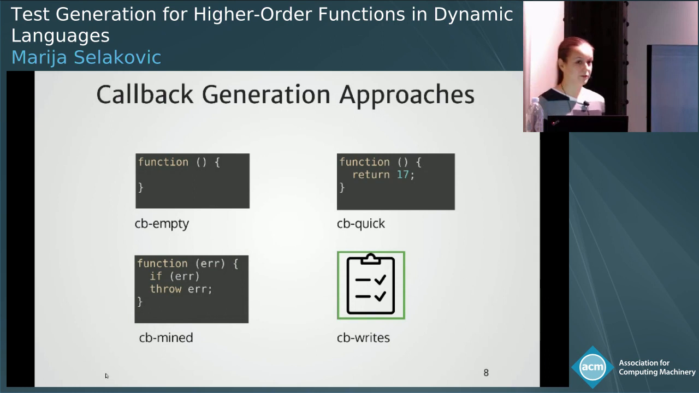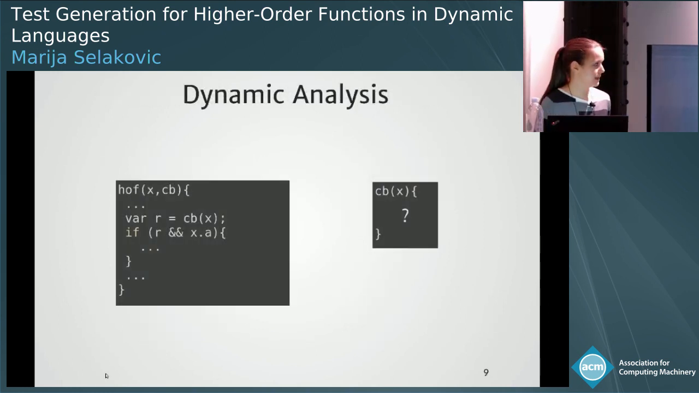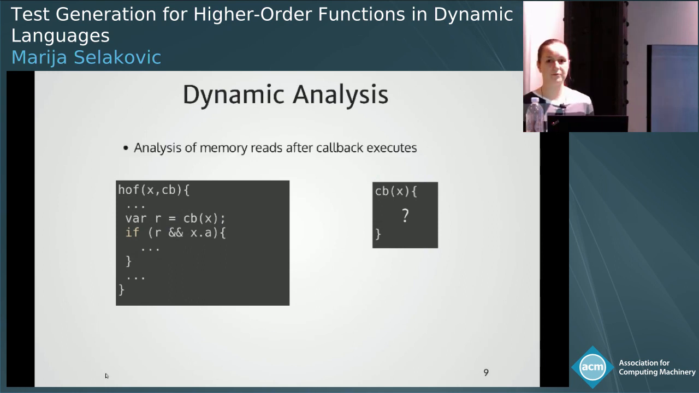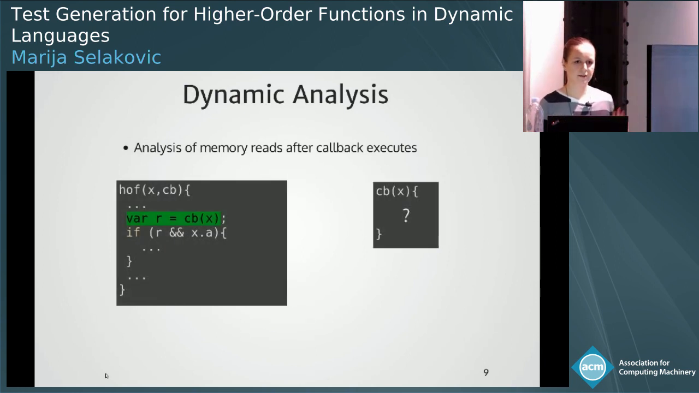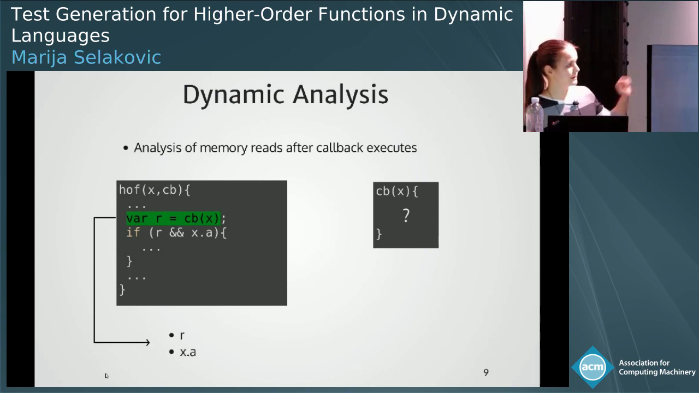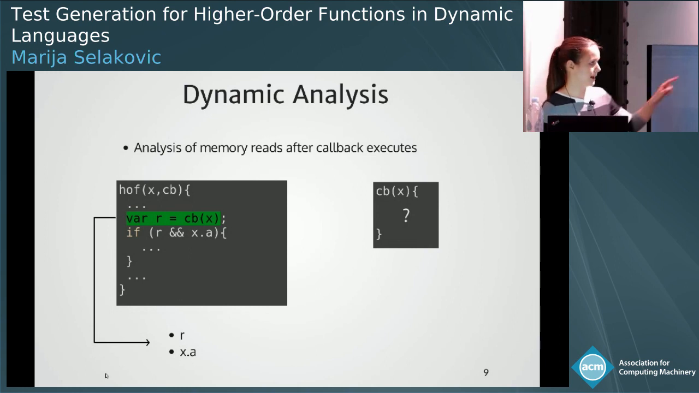Finally, I'm going to present what we believe is the most sophisticated and most effective approach for callback generation, called cbwrites. cbwrites is an approach based on dynamic analysis of memory reads after the callback executes. So let me give you one example. Here we have a function that we want to test. At some point, this function will invoke the callback. And from this point on, we are interested in all memory reads that are read by the function under test. So in this case, these are the return object of the callback, and also the property A of the X argument object.